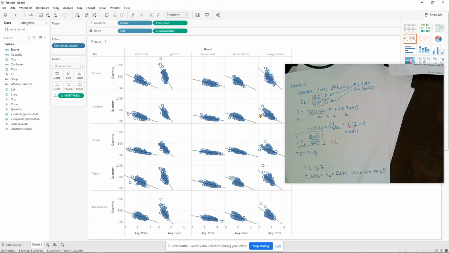It's really that simple. And then if I tell you the market, say plastic in Lemon Boost in Ikaron or whatever, you're dealing with this panel. Lemon Boost in Eclaron, I can't even pronounce that, or Lemon Boost in Petra, right down here, or Kinder Cola in Larissa. Then I'm going to use this slope, okay, times whatever price and quantity I give you. So that's really all there is to it. It's really fairly simple once you've created your worksheet.